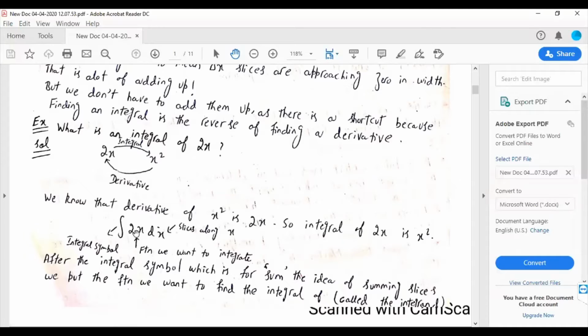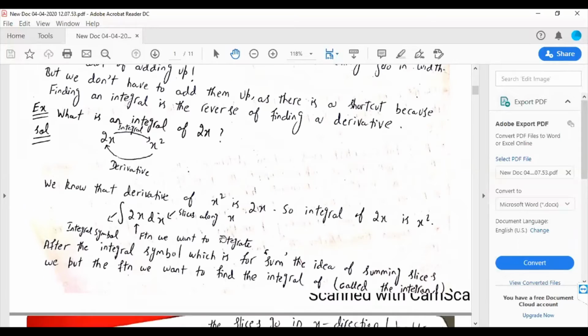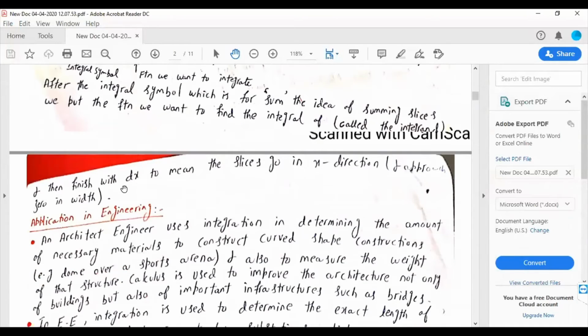So this is the integral symbol. This is the function we want to integrate. Dx is slicing along x. So after the integral symbol, which is basically for sum, the idea of summing the slices, we put the function we want to find the integral of. That is called the integrand. And then we finish with dx to mean the slices go in the x direction, approaching zero in width.